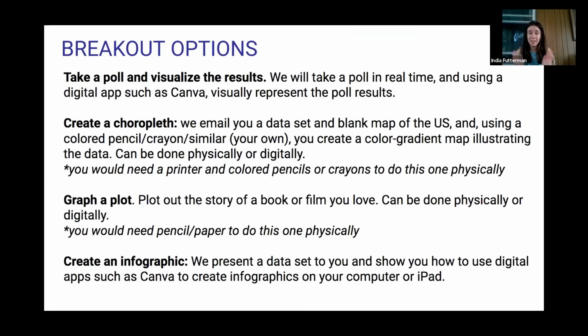Or if you want to dive deep and actually try your hand at making an infographic. That's sort of like a more in-depth version of this first option, which is visualizing the poll that we just took. But if you actually want to try telling a data story, making a point, illustrating a concept, then we can dive right into the infographic software that Mary Ellen can show us, and then we can work through a data set together.